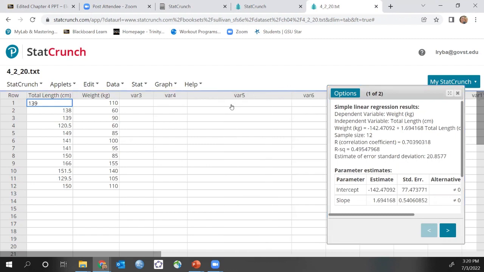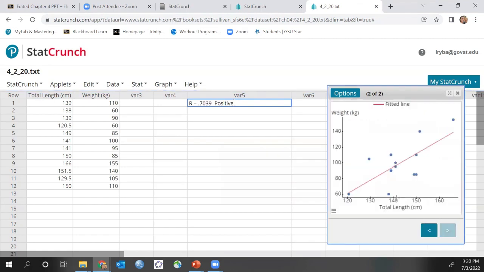All right, if I go here, I can look at my R value. R is 0.7039. So it's positive. Look at the graph. There's some decent separation there. So I'm going to say moderate. I don't think that's super strong. I'm going to say moderate positive.